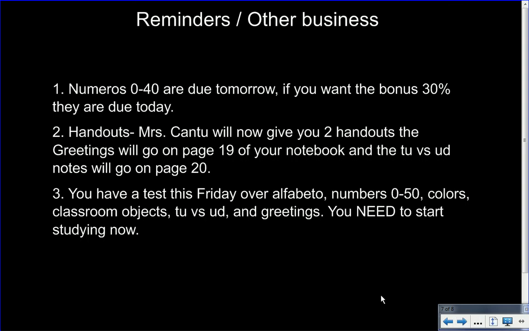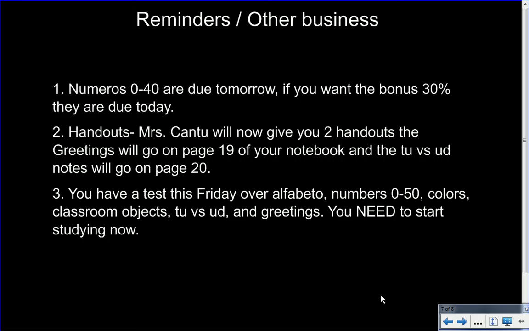Alright, reminders and other business. Numbers 0 through 40, the 3 times each that you got last week, they're due tomorrow for the regular 100. If you want the bonus 30%, they are due today, so you need to turn them into the baskets by my desk. Also, today Miss Cantu is going to give you 2 handouts.